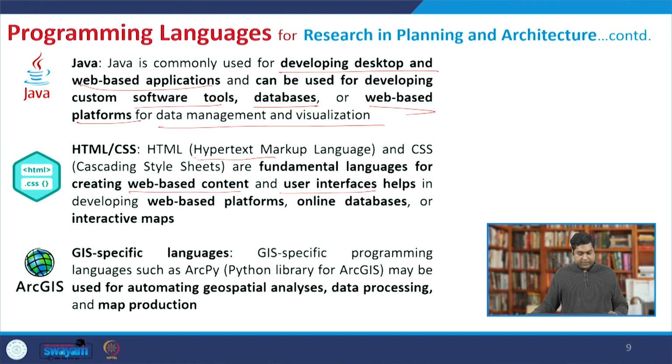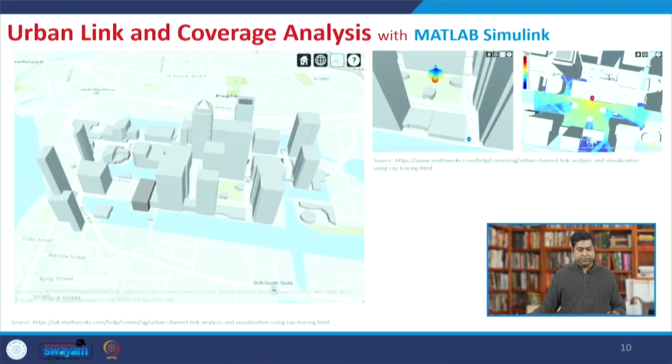Next we have GIS specific languages. GIS we are definitely using, especially in planning for all the spatial analysis. A GIS specific programming language such as ArcPy, which is basically an integration of the Python library for ArcGIS, may be used for automating geospatial analysis, data processing and map production. So, you can create those kinds of things very easily.